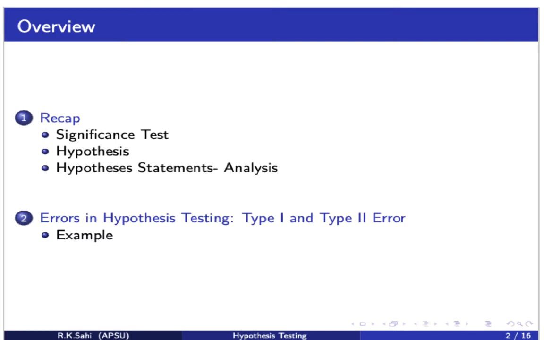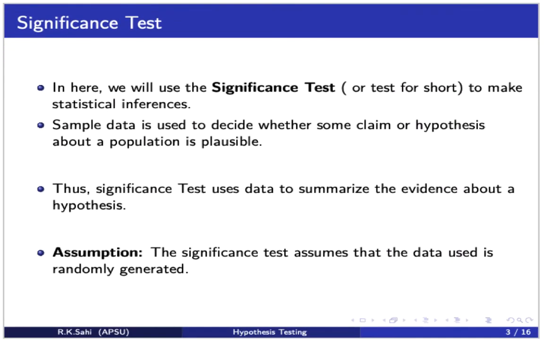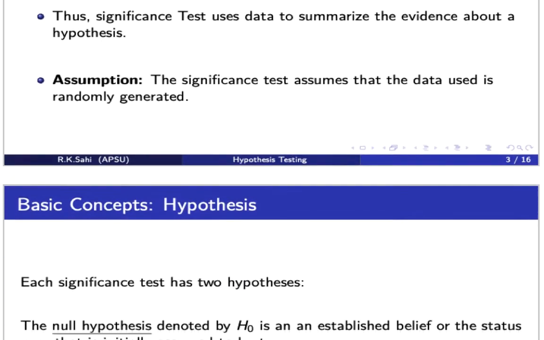Okay, so let's talk about the significance test. Now, remember, significance test, or test for short, is to make some statistical inferences about the population. We use a sample data to make sure that the claim or the hypothesis about a population which is being made is correct or not. And then we use data to summarize this evidence. The most important part is that the assumption is that the data we used is randomly generated. So there is unbiasedness.